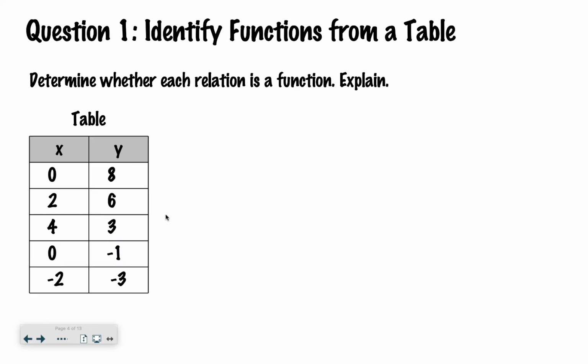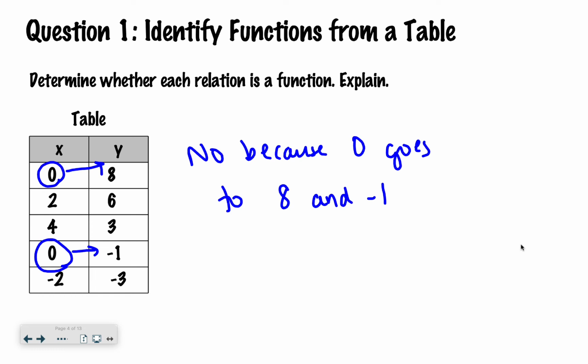I want you to look at this relation and determine if this is a function, and then explain. Good luck. All right, hopefully you said this is not a function because 0 repeats in our inputs, and it goes to an 8, and it also goes to a -1. If you have questions about that or the example I did, please be sure to raise your hand, ask for some help. I'm happy to help you.